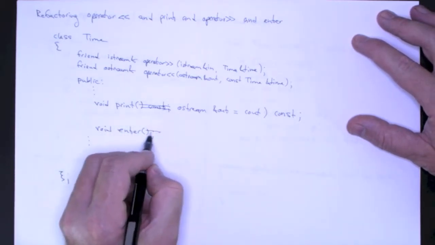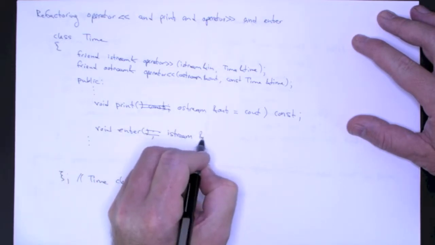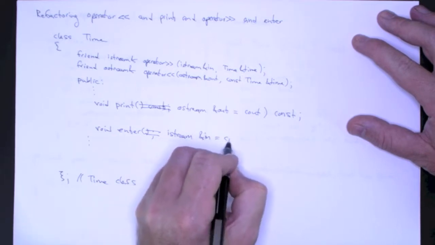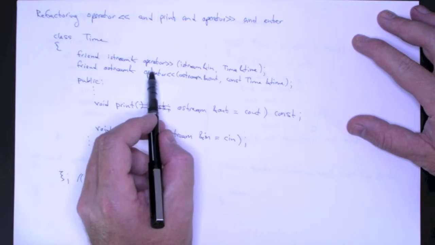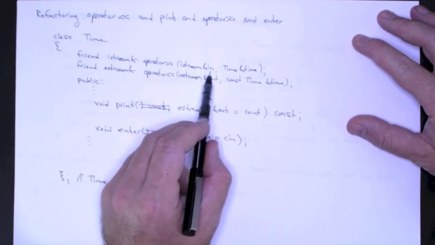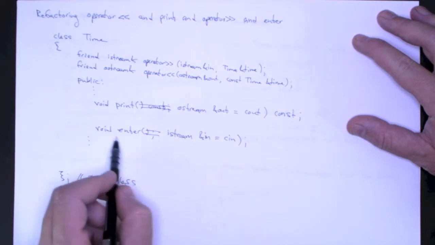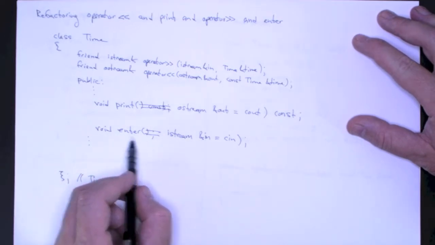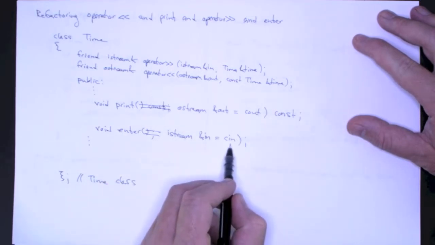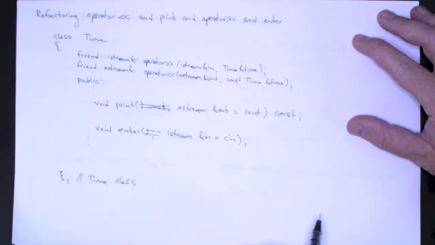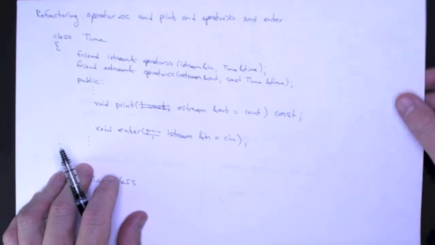I'm going to do something similar here with enter. I'm going to pass in an istream called in, and I'm going to use the default argument of cin. Again, when I change my extraction operator, I'll be able to pass in this stream to enter, and enter will use that stream. However, if a programmer calls enter with no parameter, then it will default to the console input stream.